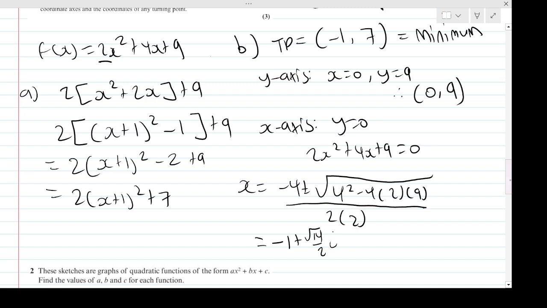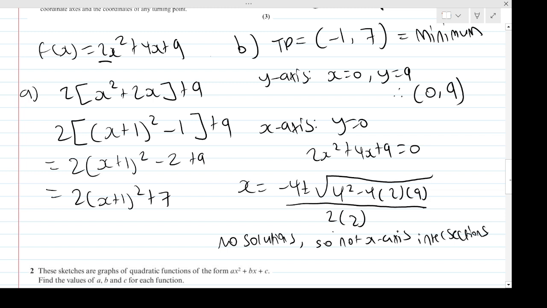Remember, if you see it in the normal math course, there's no actual solution. And that's again because of this square root. So this square root again, root 4 squared minus 4 lots of 2, lots of 9, you get root minus 56, okay? And therefore we get a negative square root, so again, there's no solutions here. So no x-axis intersections, okay?